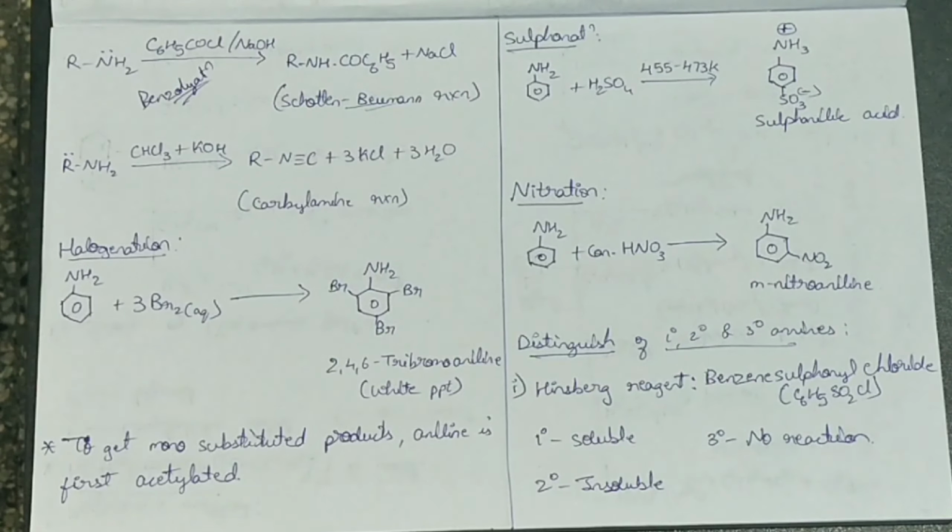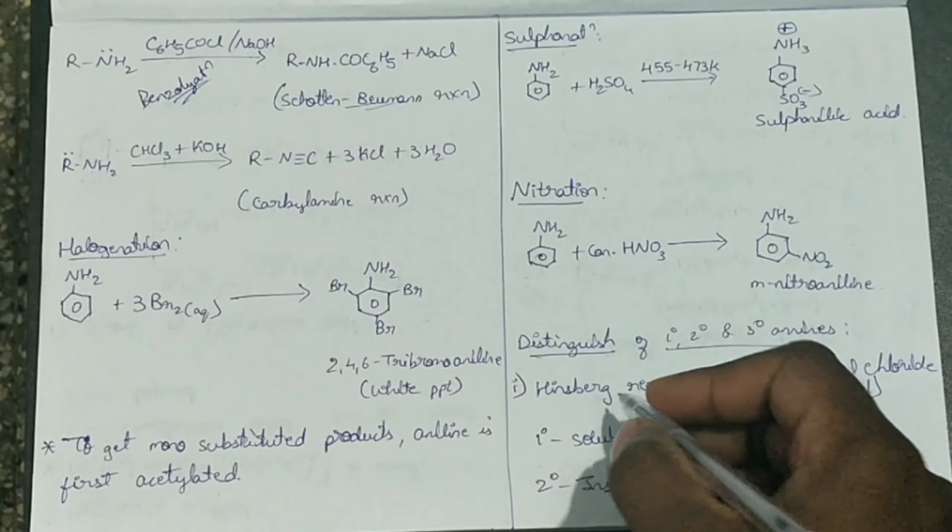So next will be sulfonation, where aniline reacted with H2SO4 gives sulfanilic acid, and nitration gives m-nitroaniline, where the amino group will be in the meta position relative to the nitro group. So next, distinguishing primary, secondary and tertiary amines.